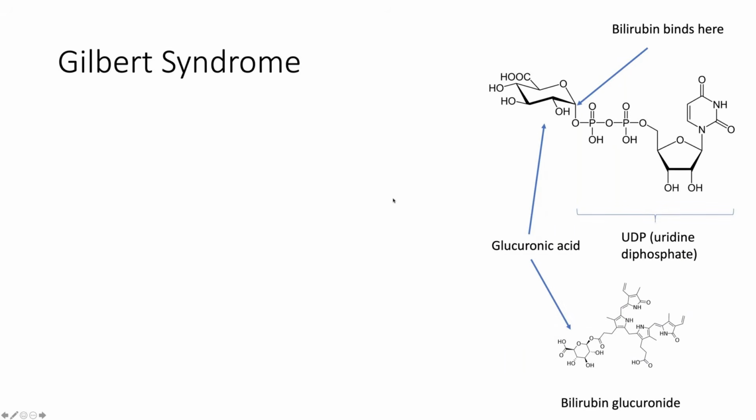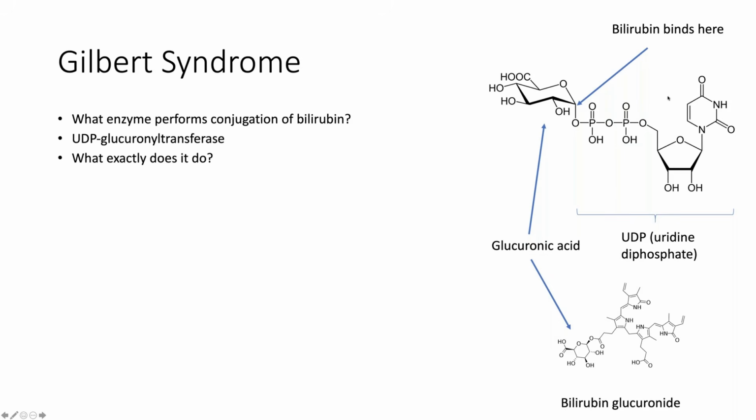Cool? Yes. So what enzyme performs conjugation of bilirubin? It's that one with the long name. UDP glucuronyl transferase, right? So let's just break that down. It uses UDP, which is basically just the carrier molecule, so that's not really the important part for MD purposes. Transferase just means it's transferring it. Glucuronyl is the important part.